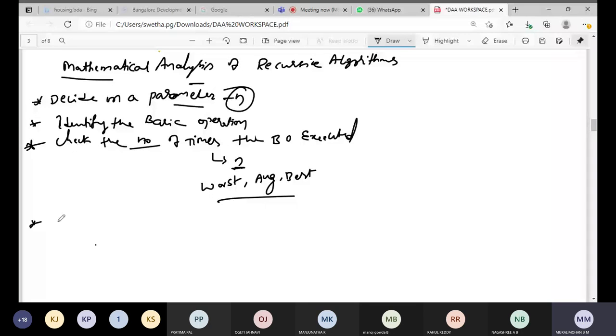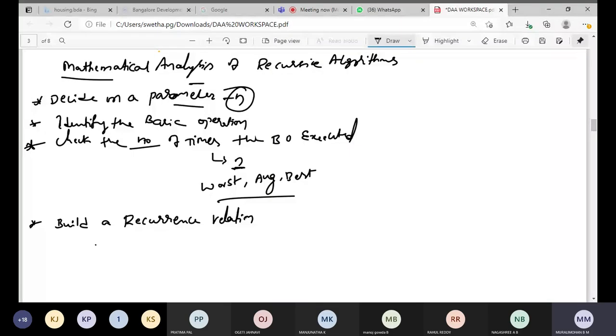Now once we analyze this, what does the fourth step say? Build a recurrence relation with an appropriate initial condition. This is a different step compared with the previous one, that is, non-recursive algorithms. So build, or construct, or form, a recurrence relation with an appropriate initial condition, which means it includes the initial condition as well as the number of times the basic operation is executed.